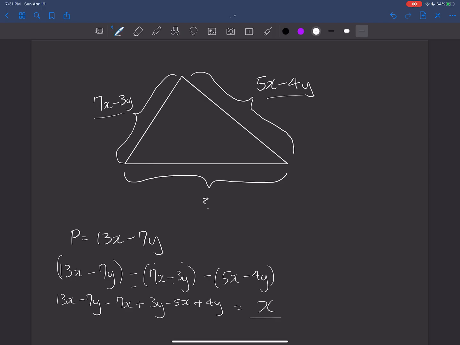So let's write down the answer in sentence form. The length of the third side is x. And that's it for this question.